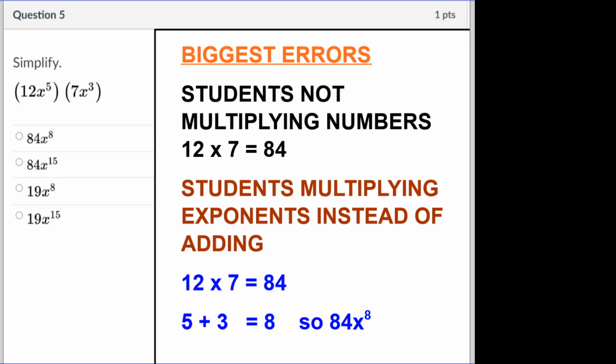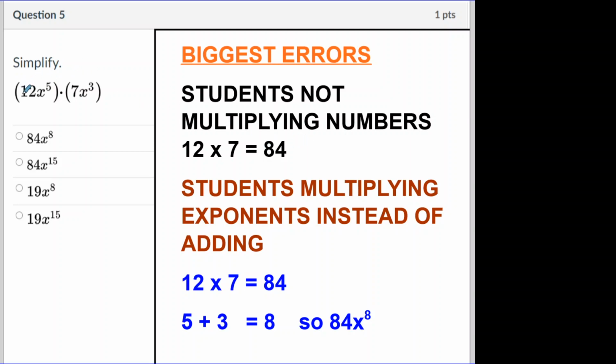This is the feedback from the test for 6.2, and we're going to look at some of the most common mistakes. So starting with question 5 from the pretest, and don't forget when we're doing this, we are still multiplying numbers. We know we're multiplying because there's no symbol here. We could put the little dot, so 12 times 7 is just 84.